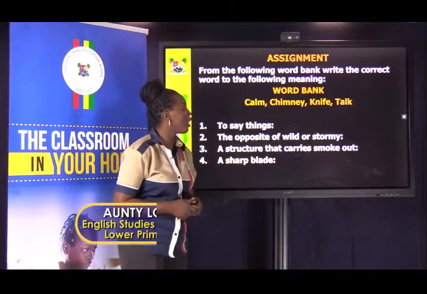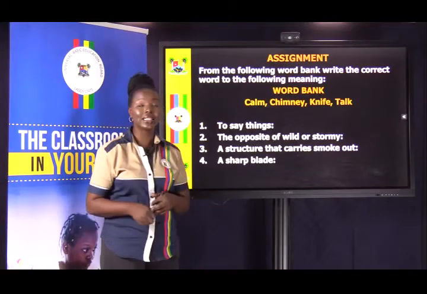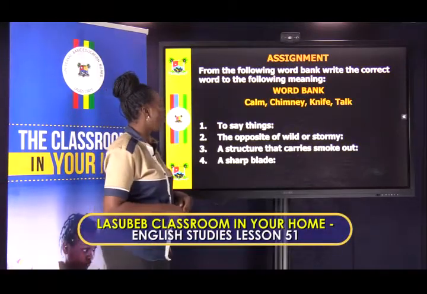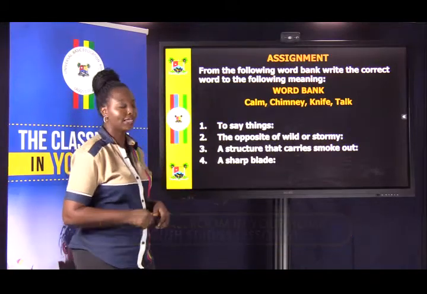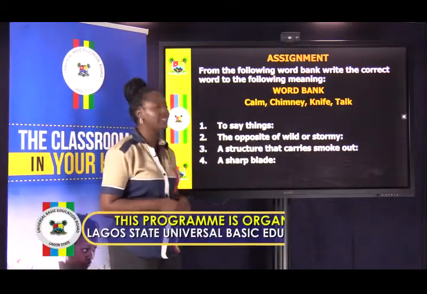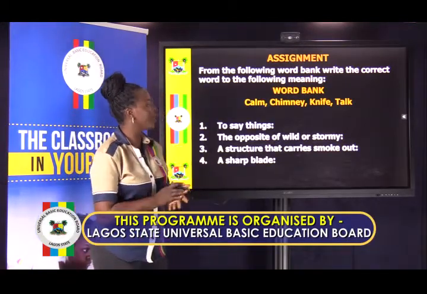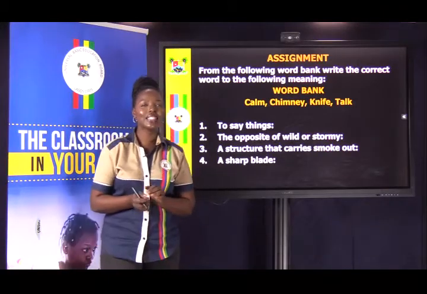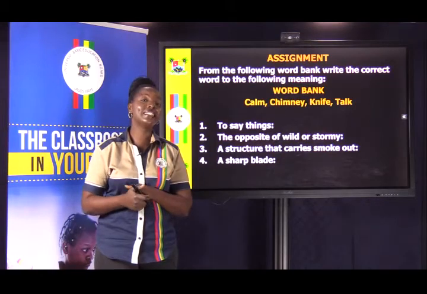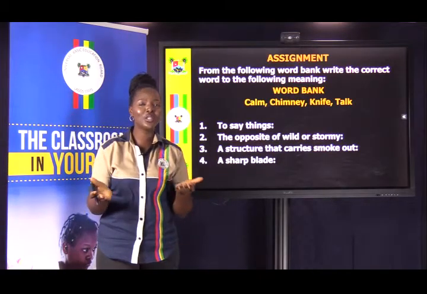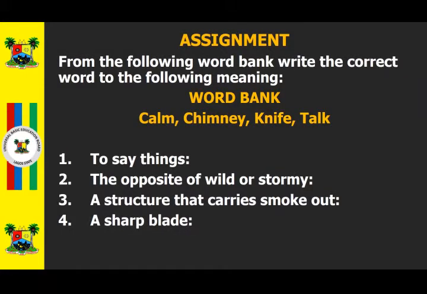2, the opposite of wild or stormy. What does that mean? Is it calm? Is it chimney? Is it knife? Is it talk? The third one, a structure that carries smoke out. And the last one, a sharp blade. Which of those words in the word bank means that? I'll be giving you a few seconds. I'm waiting. And a little trick to it, if you have a phone handy, you can just snap to make it faster. And if not, can you hurry up?